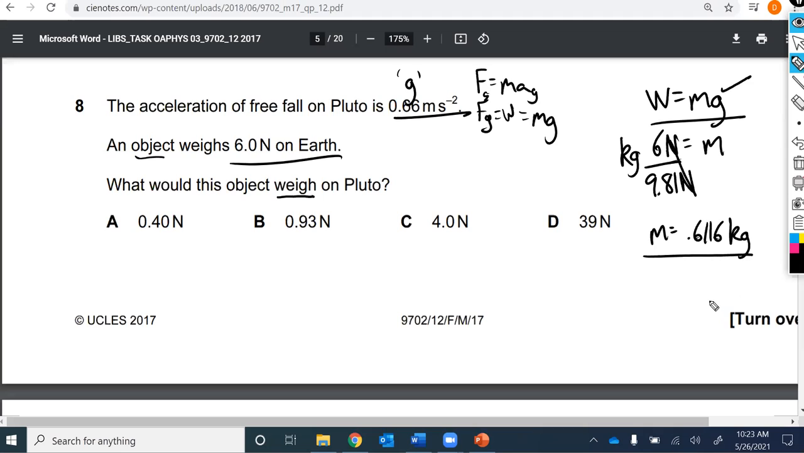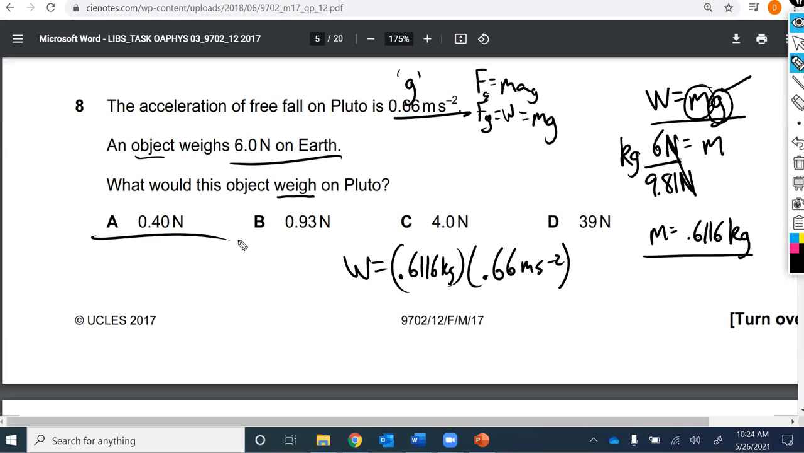Now this object possesses this mass no matter where it is in the universe, right? It's intrinsic to it. It's basically the amount of atoms that makes it up, and that's not going to change depending on where you are in the universe. But the influence of gravity on that mass changes your weight from place to place in the universe. And so on Pluto, an object that weighs 6 newtons on Earth would weigh, plug back in the consistent 0.6116 kilograms for mass, the given gravity field strength for Pluto, and you get 0.4 newtons. So choice A is correct.